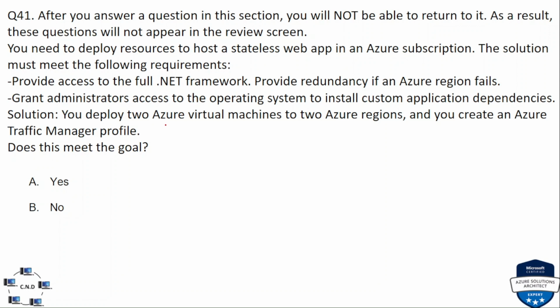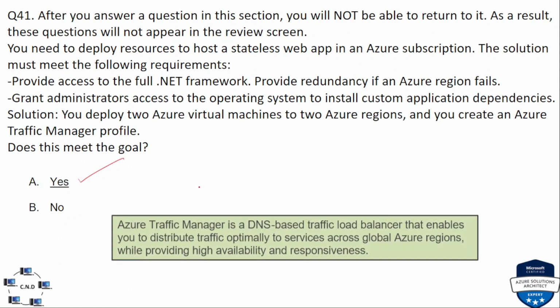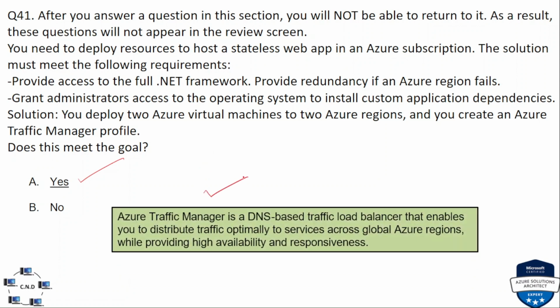Solution: you deploy two Azure virtual machines to two Azure regions and you create an Azure Traffic Manager profile. Does this meet the goal? And the options are yes or no. And the correct option is yes, this solution meets the goal. And this is the explanation for the given solution.